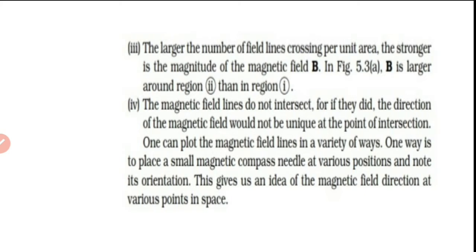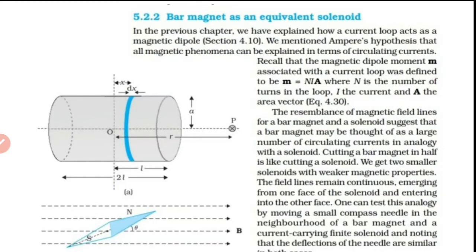So these are the important points regarding magnetic field lines. Once again I emphasize that the field lines due to a solenoid are the same as the field lines due to a bar magnet. We are making use of that similarity to show theoretically that the field due to a solenoid is similar to that of a bar magnet. For doing that, we consider the bar magnet as an equivalent solenoid. So instead of a bar magnet we have a solenoid.